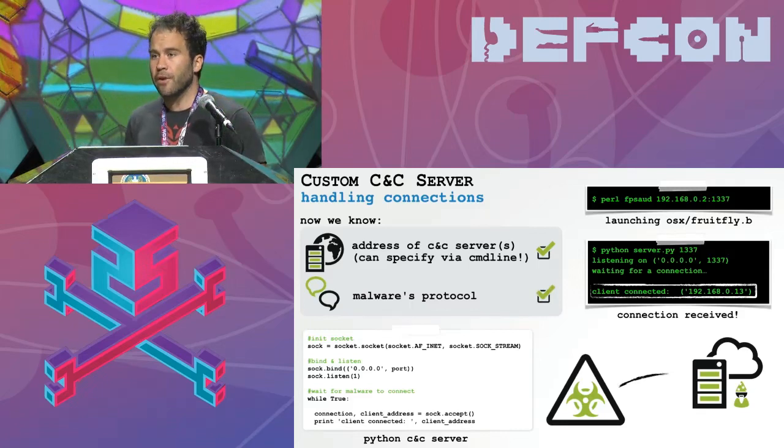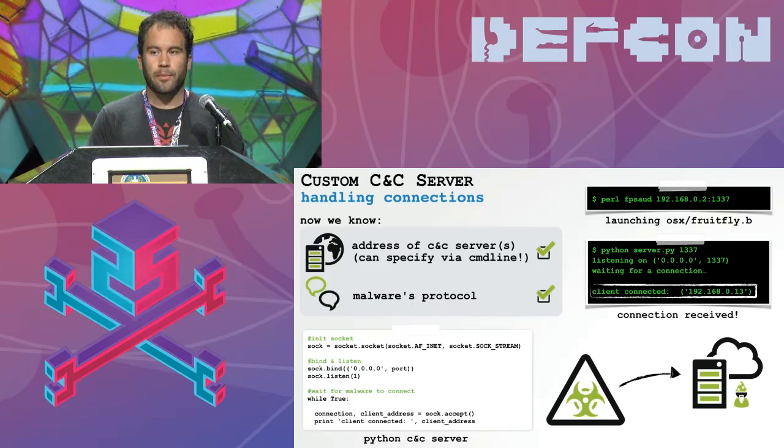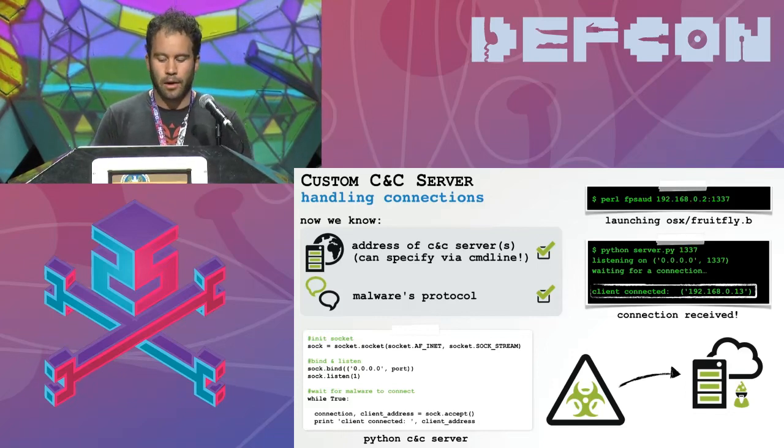Okay, on to building our custom command and control server. Recall, we can specify the address of the custom command and control server via the command line, and we also understand the protocol of the malware. We know it connects out, sends some client information of the infected host, and then expects a single byte, which is the command it will then act upon.